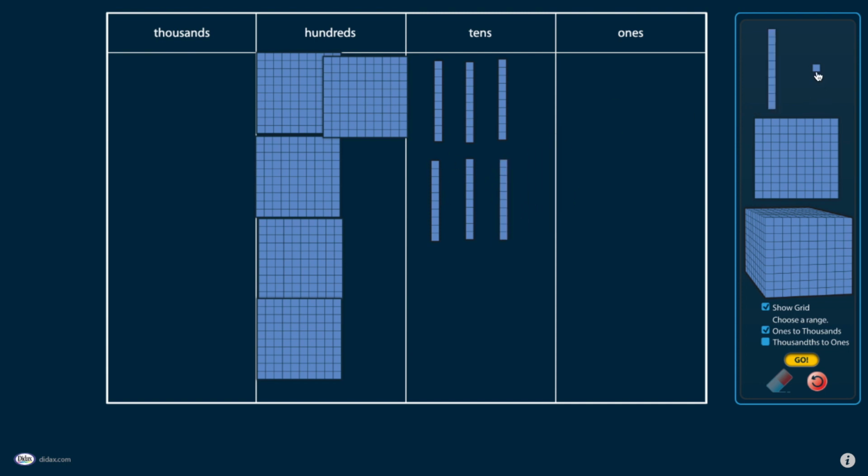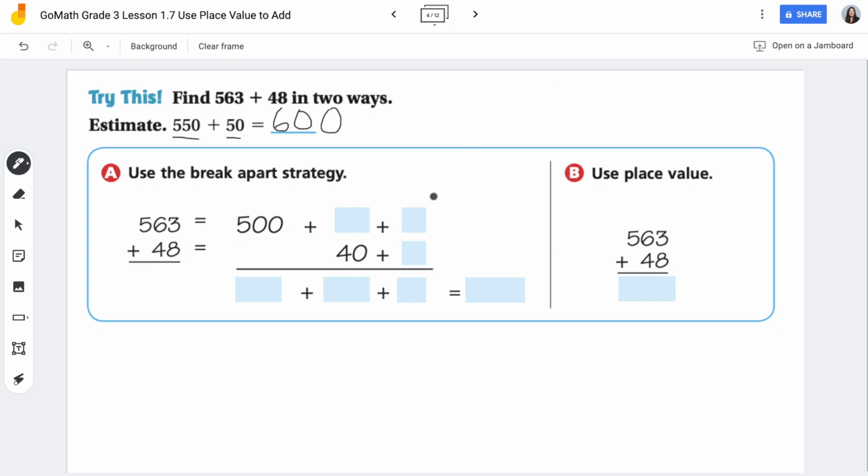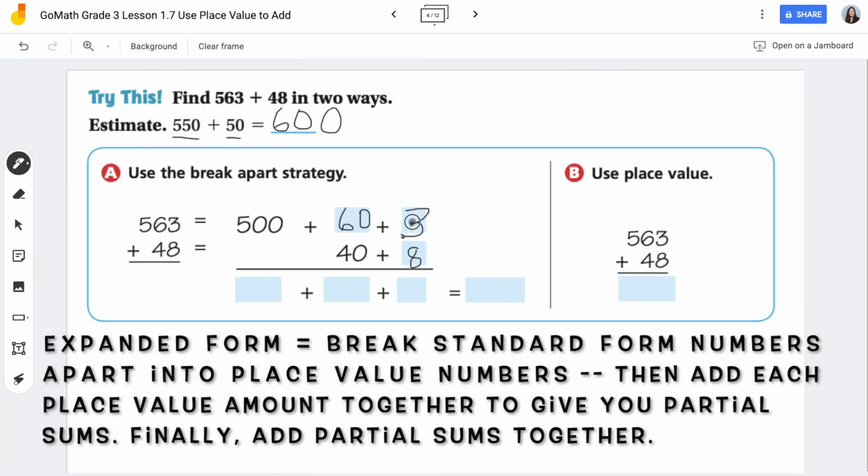So 563, just so you can see what that number looks like. It is 500, and remember we had 6 tens, so that's 60. And then we're left with 3 ones. Okay, and 48, we break it apart and we've got 4 tens and 8 ones. So now I'm going to add each place value group. So 3, 8, 9, 10, 11.